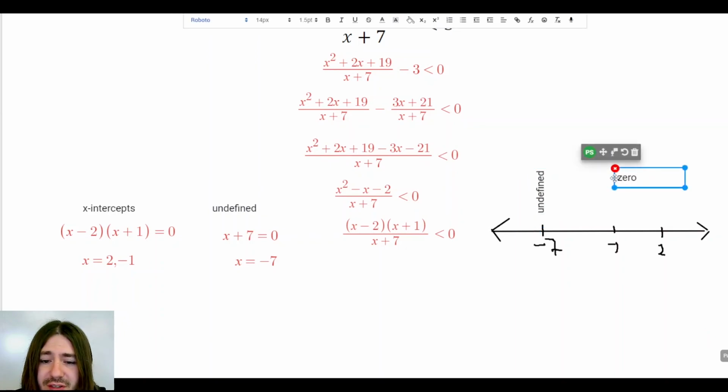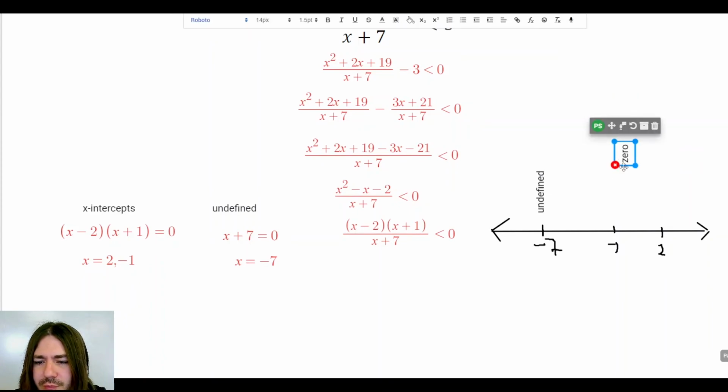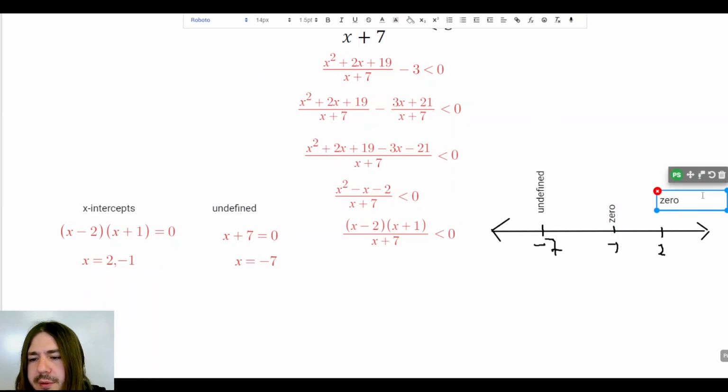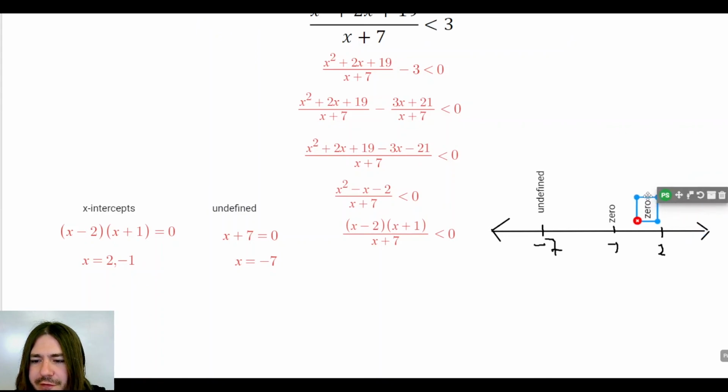Now, since this is strictly less than and not less than or equal to, making this distinction is not really going to do anything for us. But again, and I know I'm getting kind of repetitive here, in the event that this is a less than or equal to, you want to know where the zeros are.